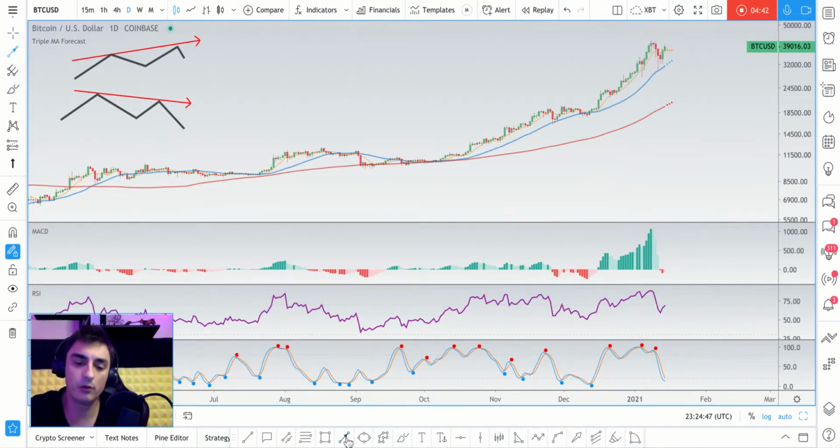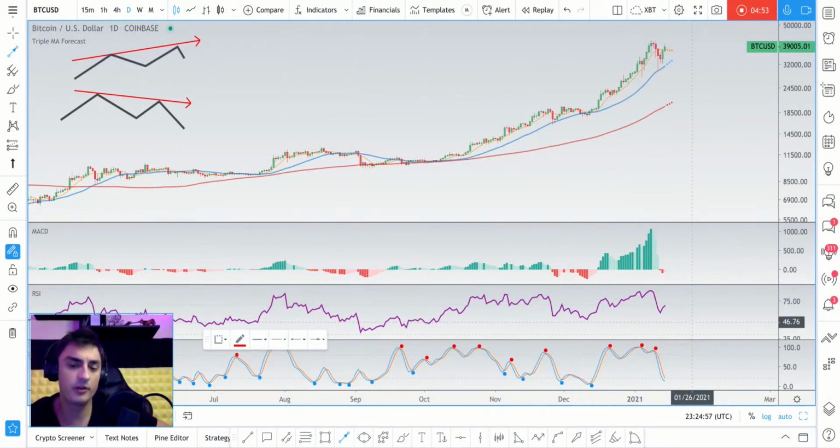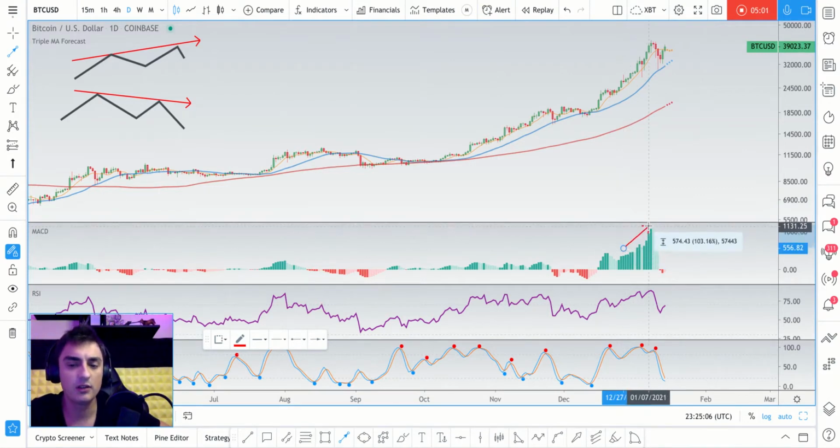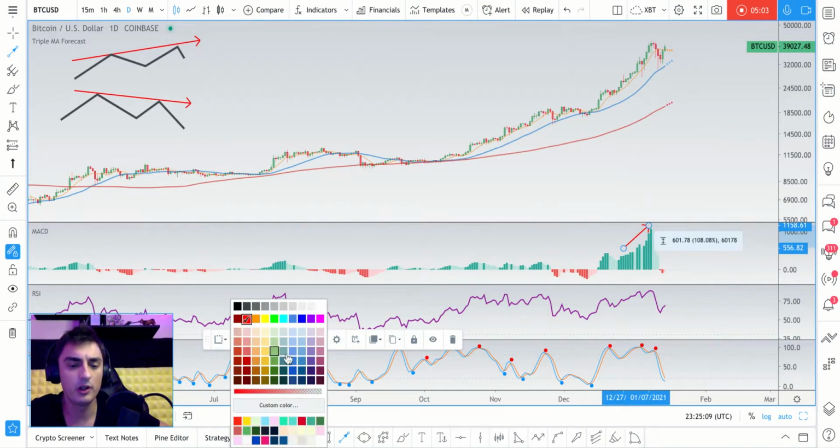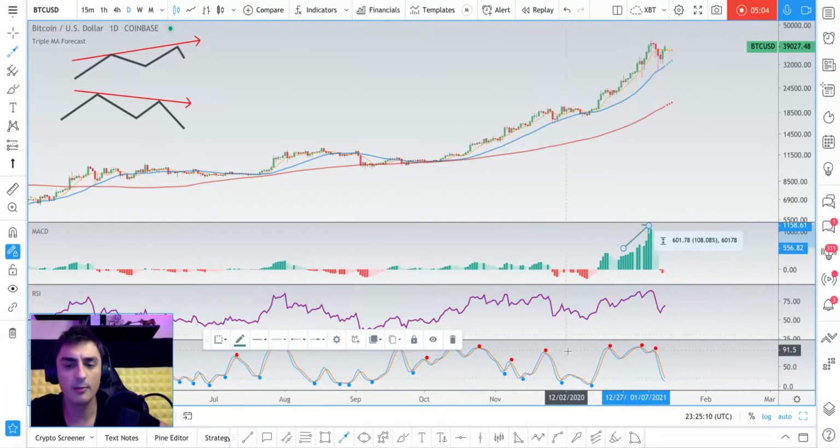But what I'm looking for is the actual divergence patterns on indicators before the price starts crashing. So in order to have bearish divergence on this kind of indicator, we need to see what is shown right now. So the MACD histogram is just simply showing price going up.